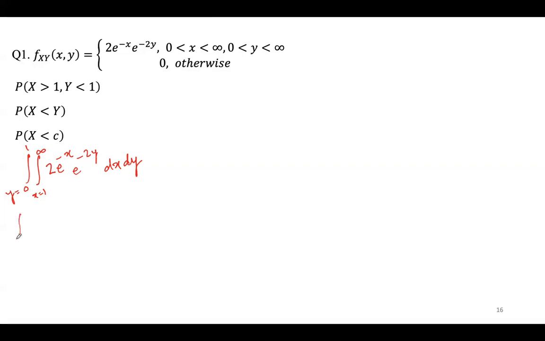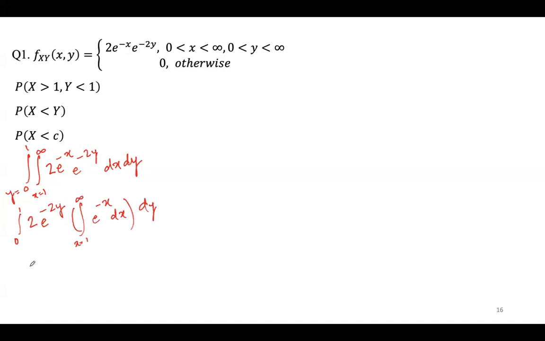So we'll write again this 0 to 1. When we are solving dx, this y expression can be considered to be a constant. So 2 is also a constant. E to the power minus 2y is also a constant. So we'll write x from 1 to infinity, e to the power minus x dx. And once we solve this, we'll solve the dy part.